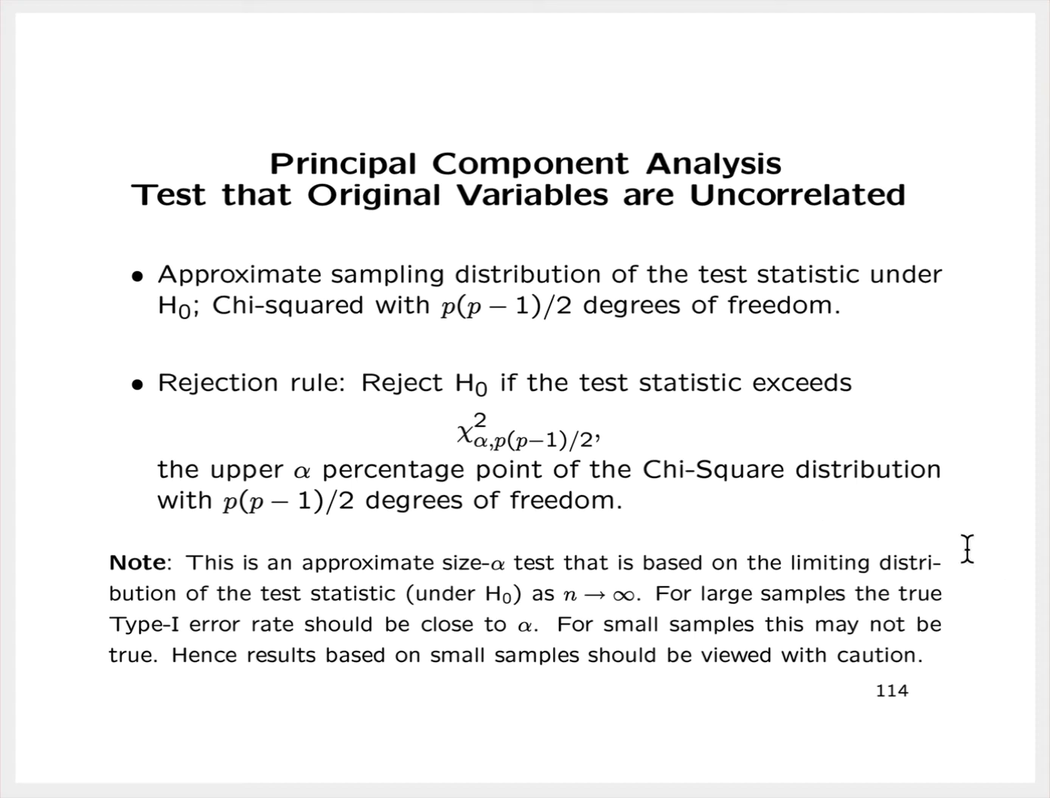Now, we do need to keep in mind that this is an approximate size alpha test that is based on the limiting distribution of the test statistic under the conditions of the null hypothesis as n goes to infinity. Now, for large samples, the true type 1 error rate should be close to alpha, but for small samples, this may not be true. Hence, results based on small samples should be viewed with caution.